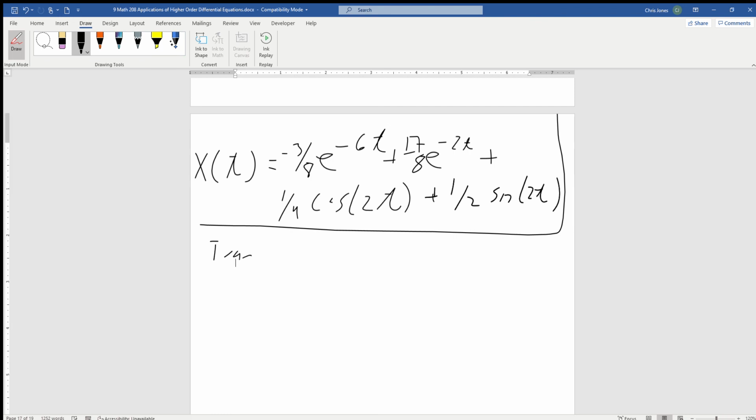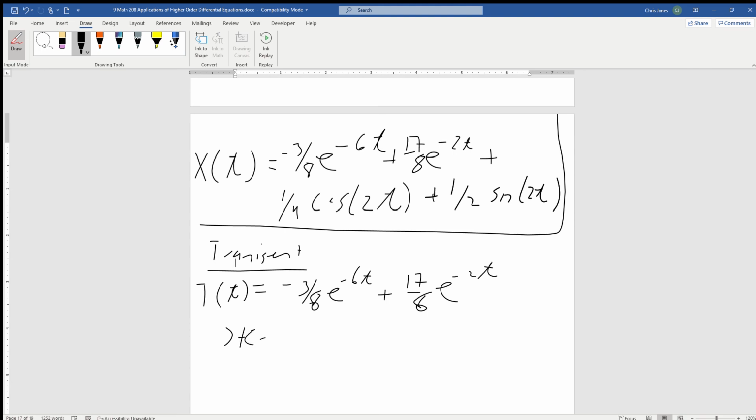Okay, so the transient is going to be the first part of this, the -3/8. Actually, I'll call it t at t, just so we don't redefine x again. So I'll just call this t at t, which is going to be -3/8 e to the -6t plus 17/8 e to the -2t.